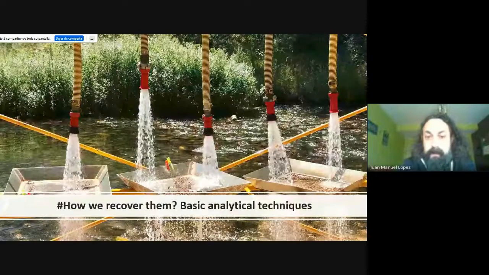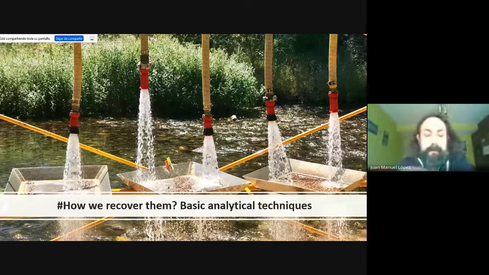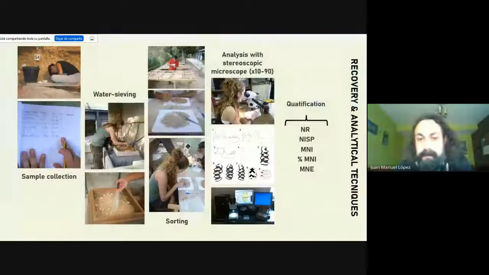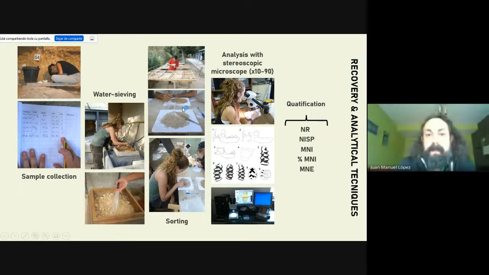How did we recover them? The basic analytical techniques to obtain these small pieces of bones and teeth in archaeological sites. The first one is sample collection. The sediments are picked from the excavation and recorded as samples. After that there is water sieving or water screening with different mesh sizes.